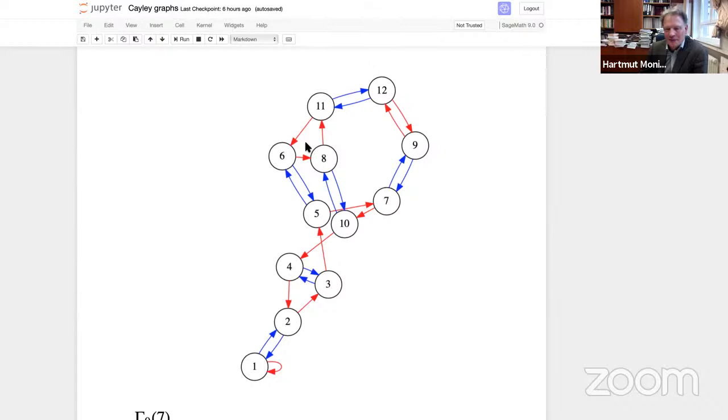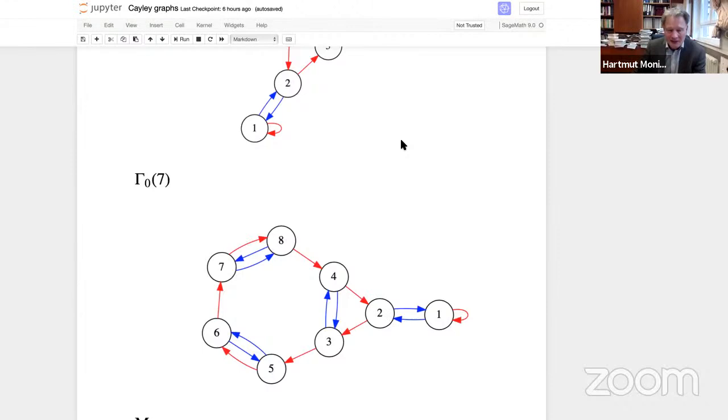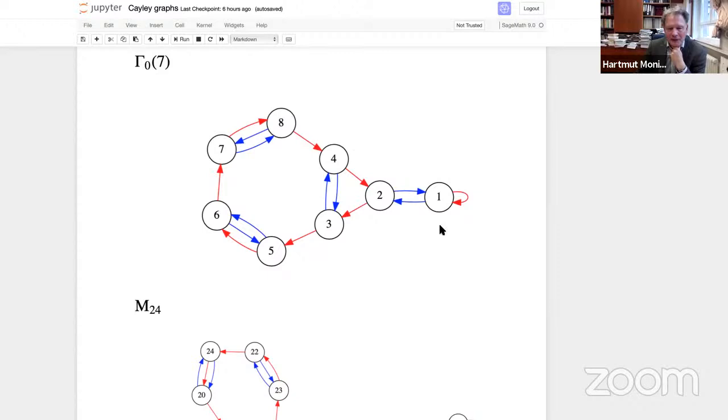Here you see that there's a 3-cycle, here's a 2-cycle, here's a 6-cycle, and here's a 1-cycle. So this corresponds to the cusp of width 1, this is the cusp of width 6, this is the cusp of width 3, and this is the cusp of width 2. So you see a lot of information directly from these Cayley graphs, which are basically generated by these Farey symbols.